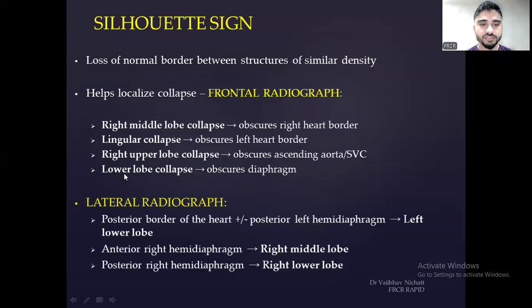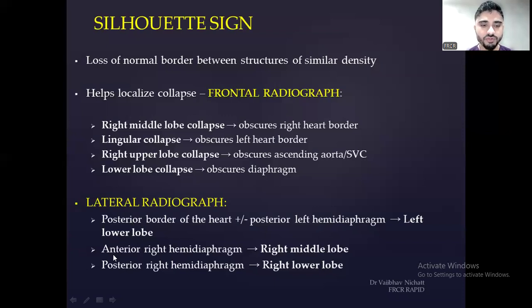If there is lower lobe collapse, then it will obscure the diaphragm. We have seen in the previous lecture how lower lobe collapse will obscure the diaphragm, and it will be difficult to identify the dome of the diaphragm in particular types of lower lobe collapses. So how will the silhouette sign appear on the lateral radiograph? On lateral radiograph, if you are not able to identify the posterior border of the heart or the posterior left hemidiaphragm, then you should suspect left lower lobe collapse.